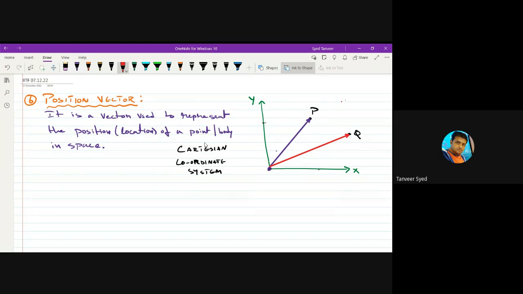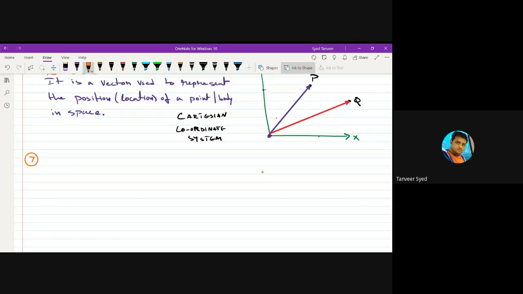Next, a very important type of vector, unit vector. Unit vector, very important vector.